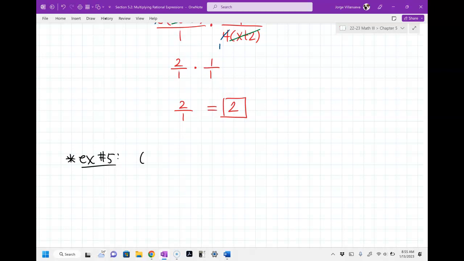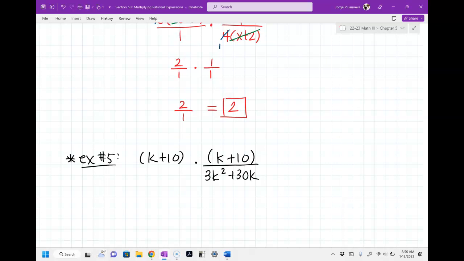So this is k plus 10 times k plus 10 over 3k squared plus 30k. Now notice how the top right has a k plus 10 in it, but it's not in a parenthesis, but it looks like it's as simple as it can get, right? So I'm actually going to put a parenthesis around it, okay?